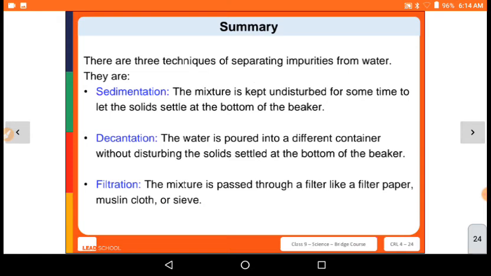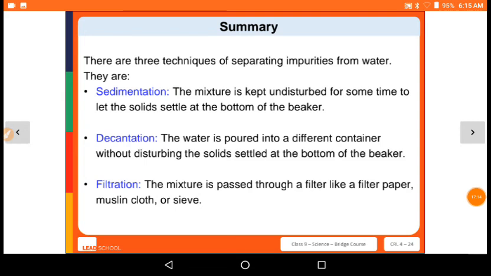So summary, in conclusion, there are 3 techniques of separating impurities from water. They are sedimentation, the mixture is kept undisturbed for some time to let the solid settle at the bottom of a beaker. Decantation, the water is poured into a different container without disturbing the solid settled at the bottom of a beaker. Filtration, the mixture is passed through a filter like a filter paper, muslin cloth or sieve.